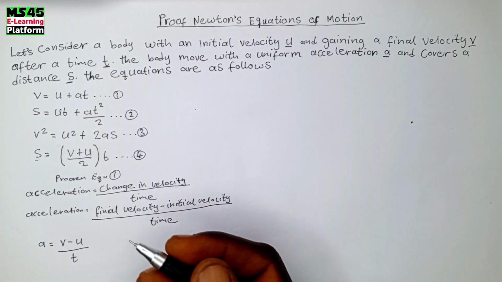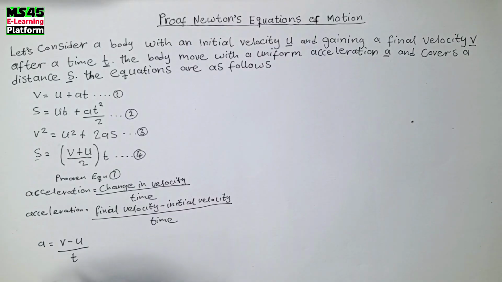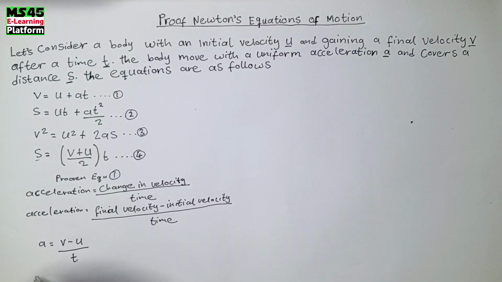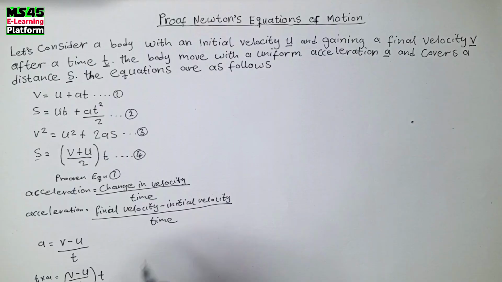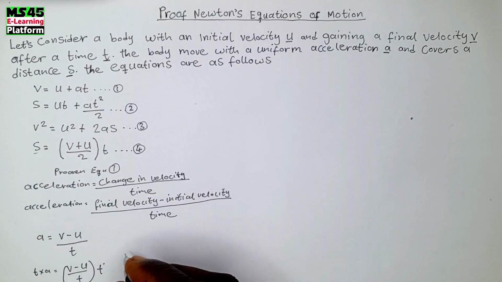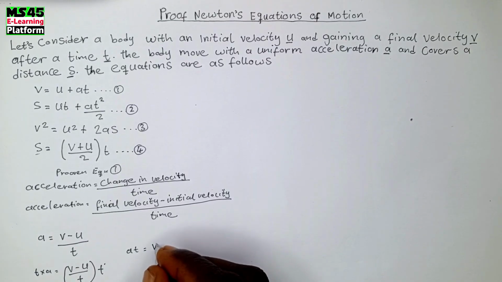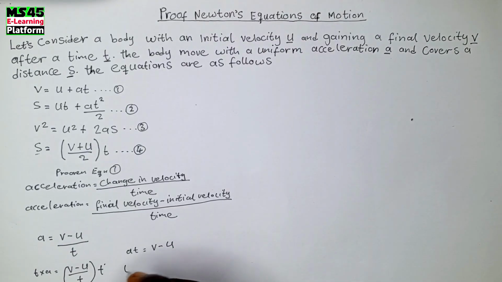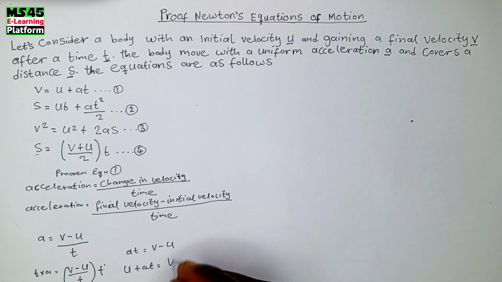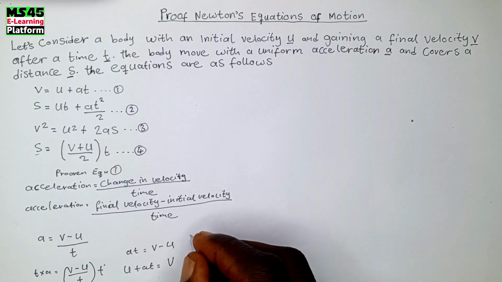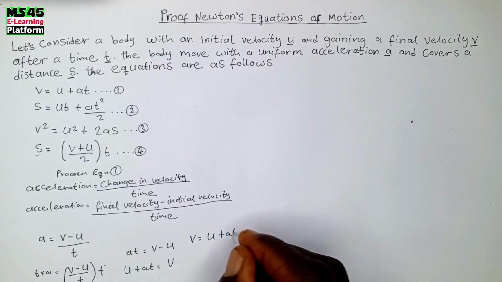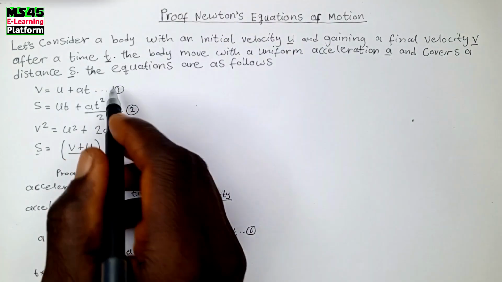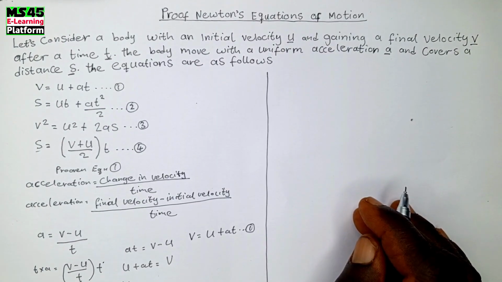We are making the final velocity the subject. We multiply both sides by t, so t multiplied by a equals (v minus u) over t multiplied by t. This will cancel t, making us have at equals v minus u, right? We want v, so u goes to the top, to be u plus at equals v. It can also be written as v equals u plus at. So this is equation 1. Here we have proved equation 1.